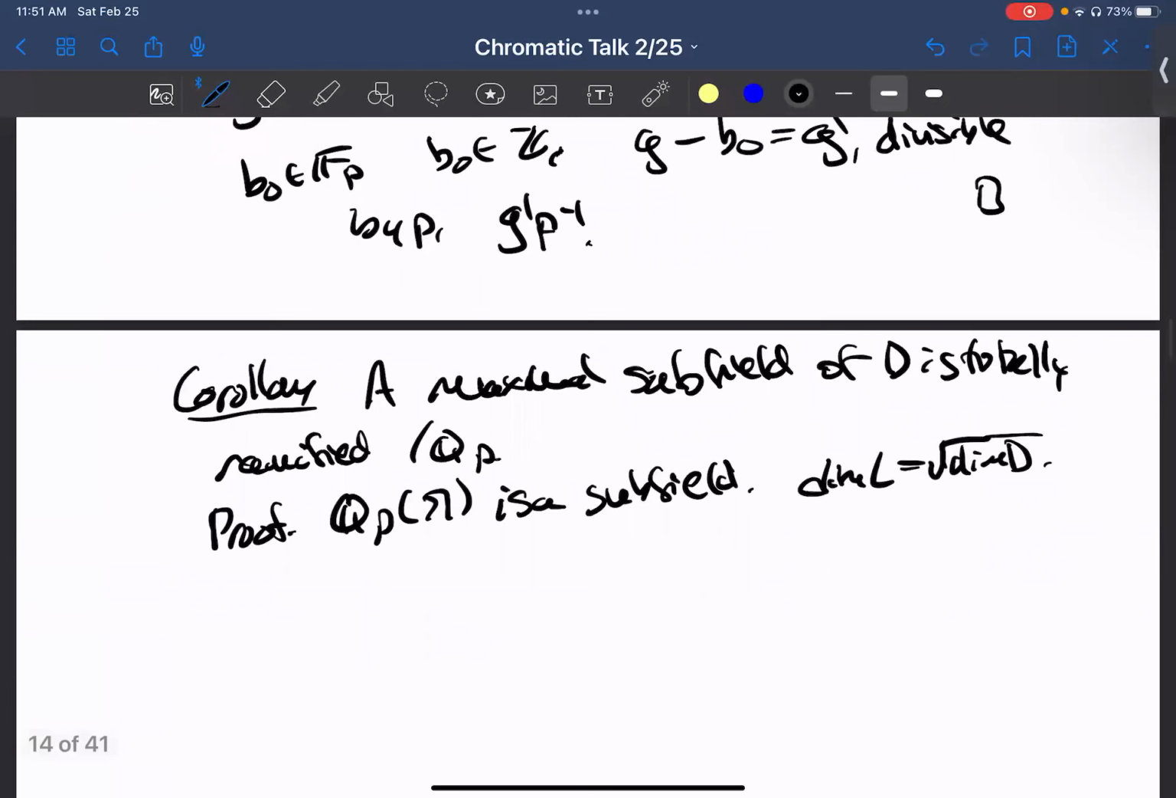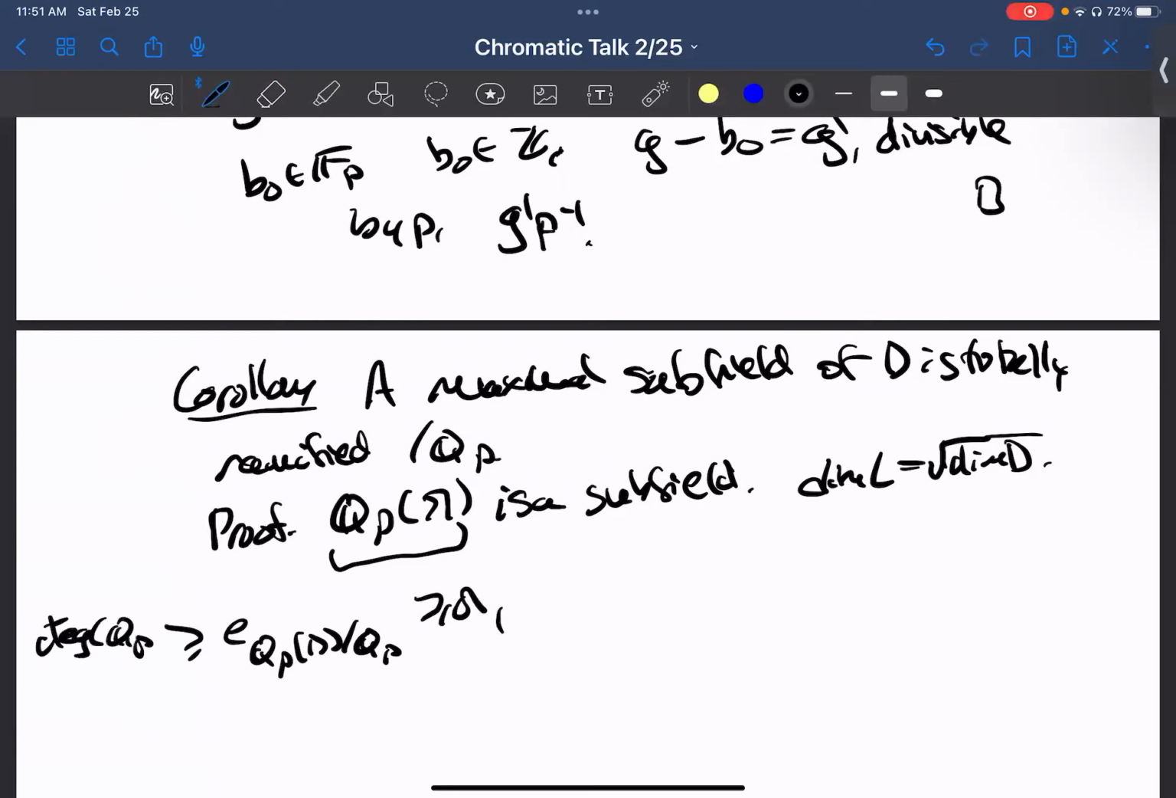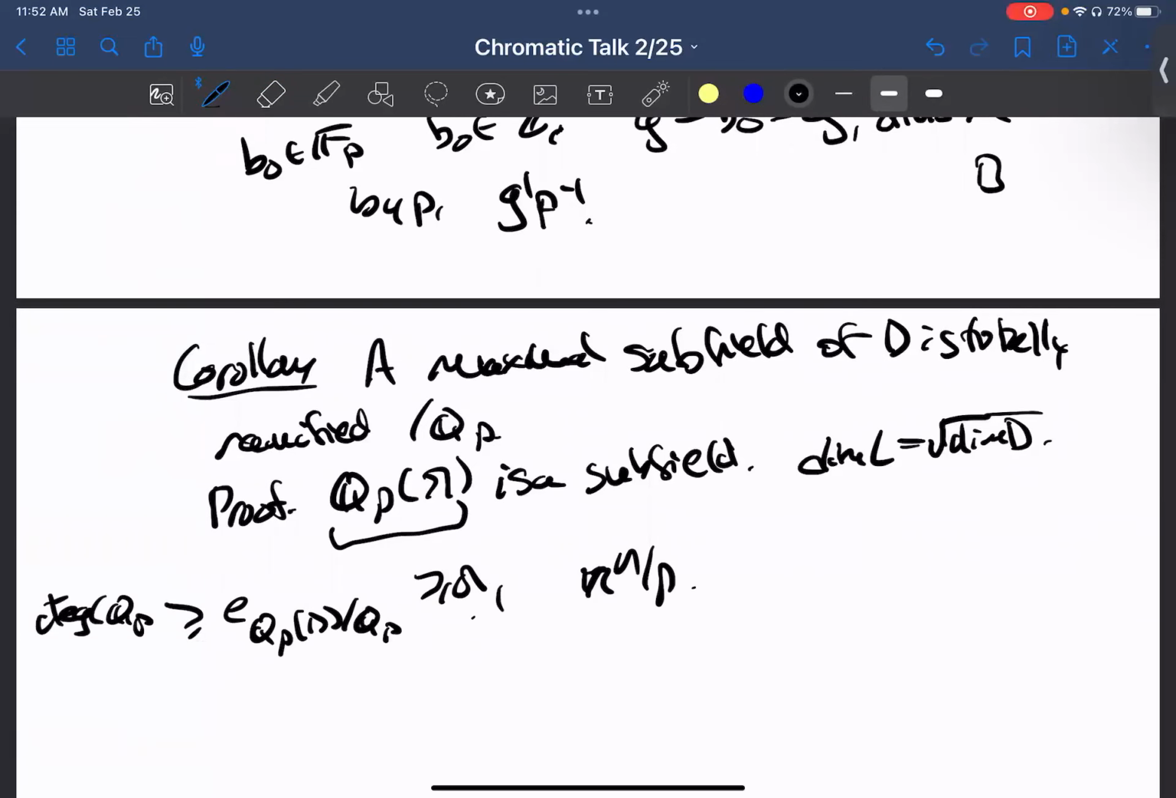And in order to see that this actually is totally ramified, we can note that the ramification index of QP adjoin pi over QP is going to be greater than or equal to n, which is less than or equal to the degree over QP. Why is it greater than or equal to n? Well, because pi to the n divides p. And since we have that this here is less than or equal to n, we have equalities throughout. So this is totally ramified of degree n.